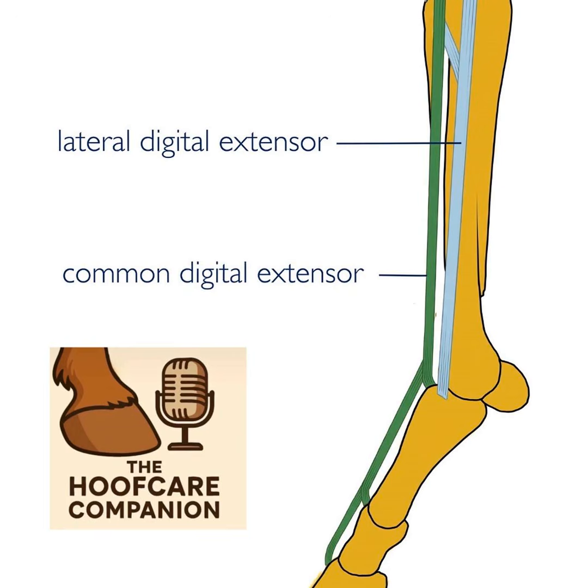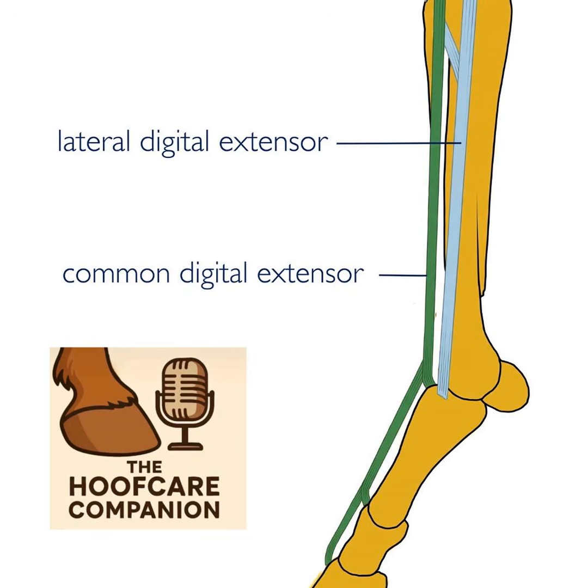In the hind limb, the long digital extensor muscle originates from the extensor fossa of the femur. The tendon passes over the dorsal aspect of the hock, travels along the dorsal metatarsus and inserts on the extensor process of the distal phalanx.